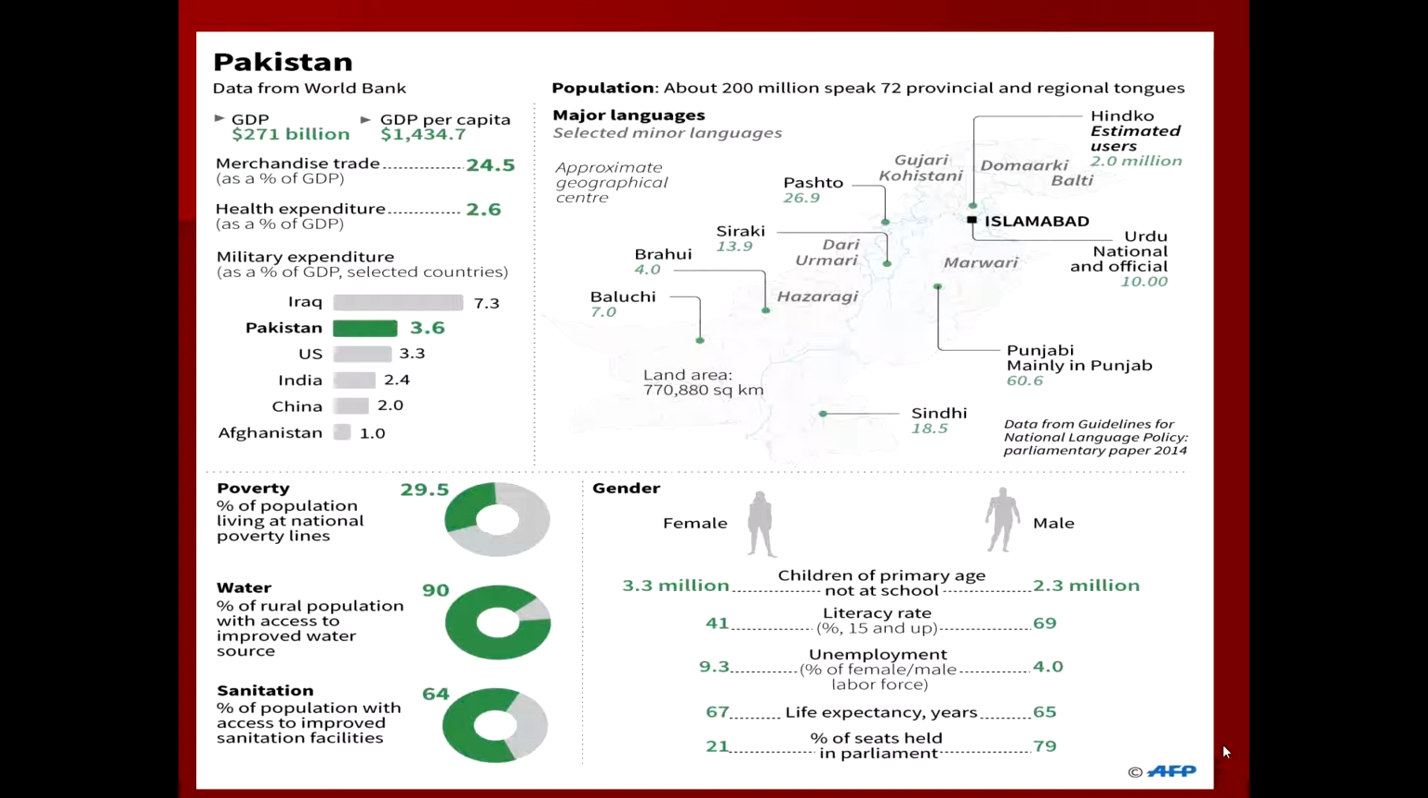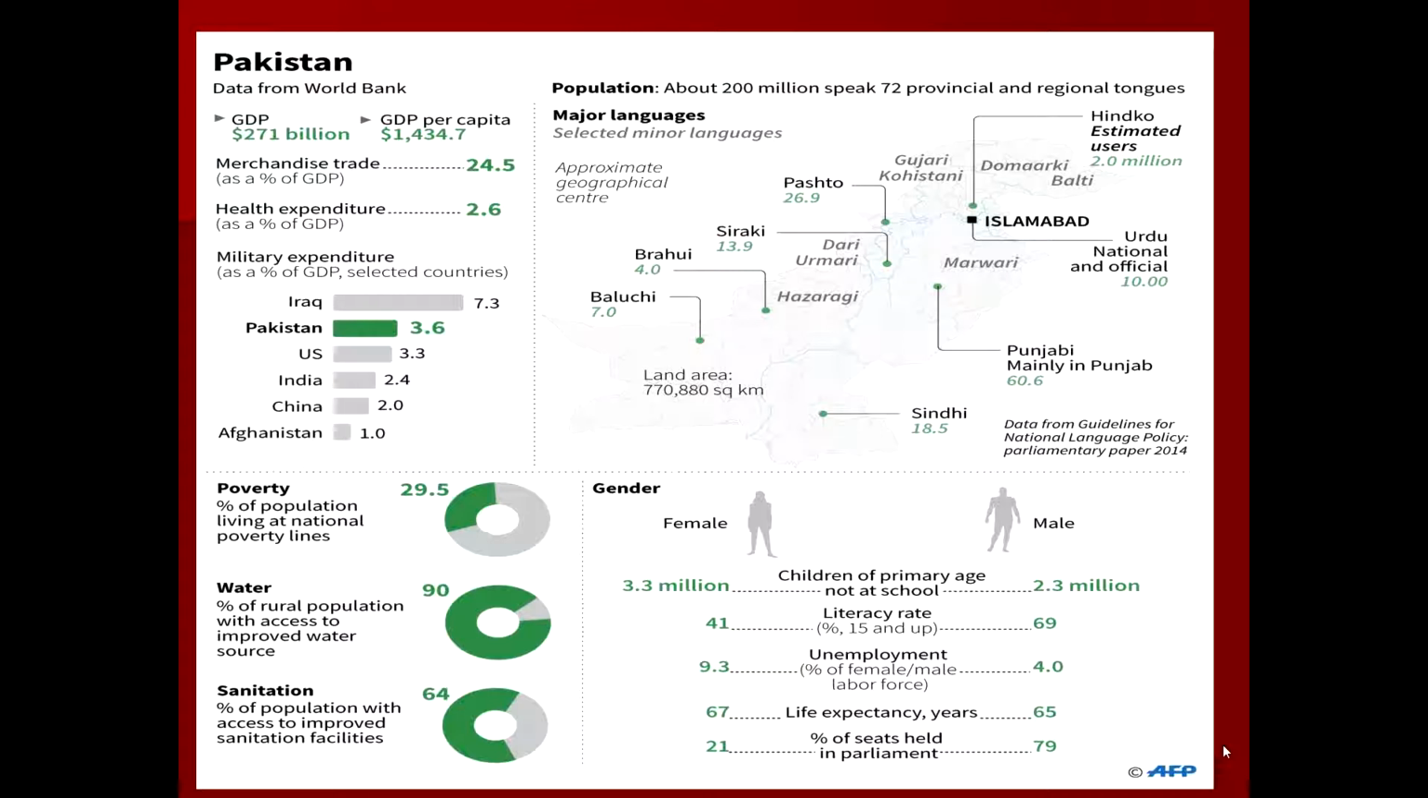It shows that 29.5% of the population is living under the poverty line. It shows that 90% of the rural population has access to safe water, and 64% has access to sanitation facilities. There are about 3.3 million females who do not go to school at the primary age, and 2.3 million of the male population does not go to school.